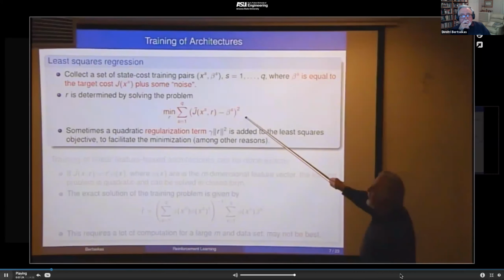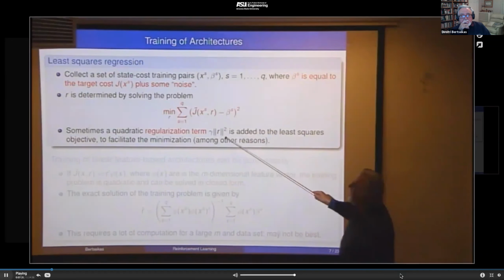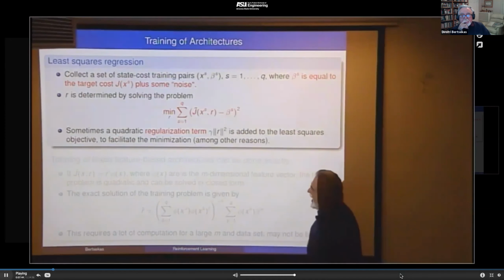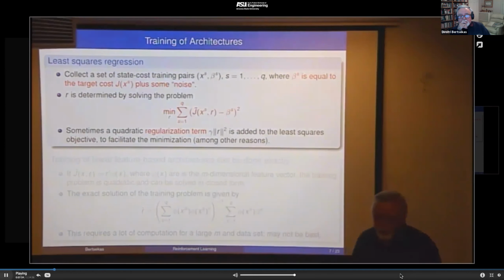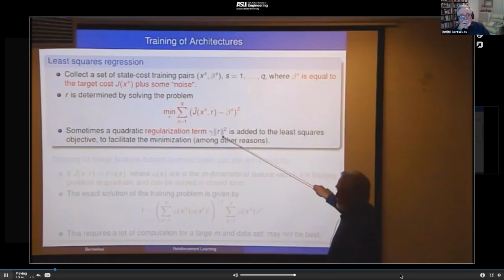This is the basic form, but sometimes we add here a regularization term, a squared term. This is the norm of R squared, a squared term that depends on R. This is to make this minimization a little bit better behaved, to remove singularities of some sort. But there are also other reasons that have to do with more specific subjects to neural network approximation, like overfitting issues. This is important, but to simplify our presentation, we're not going to be adding it here.